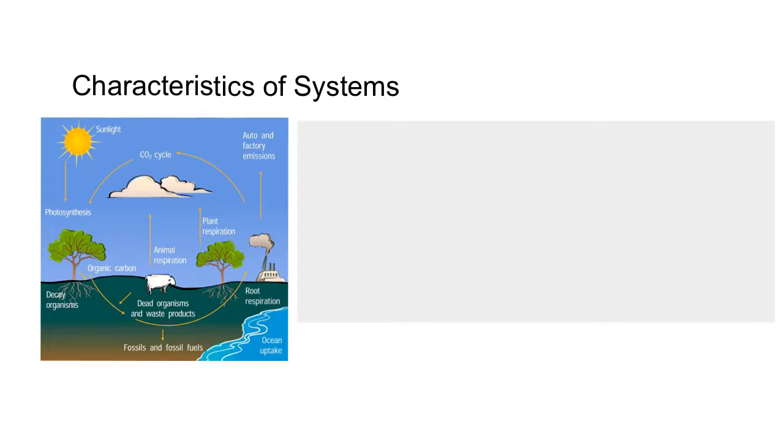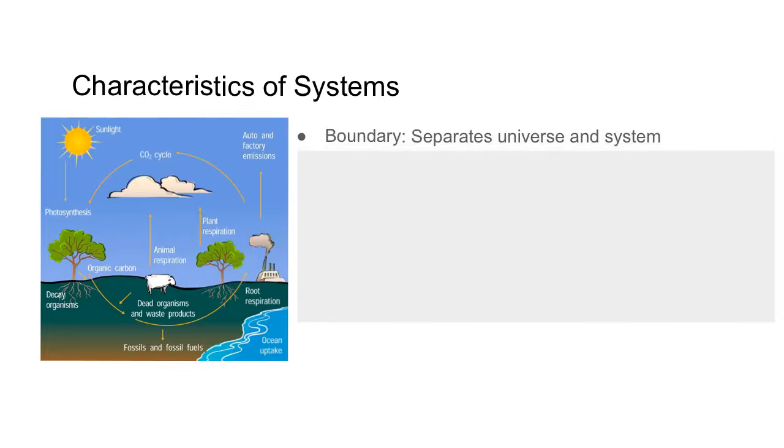So when we're looking at system models and these systems, there are certain characteristics that we want to make sure that we have in our models and make sure that they are as effective as possible. As you're looking at this carbon cycle system model, there are different parts of it that make it effective for describing things. And the first is the boundary, and this separates the universe from the system. And when we were zooming in on our system in the last slide, what we were doing is we were changing the boundary of the system.